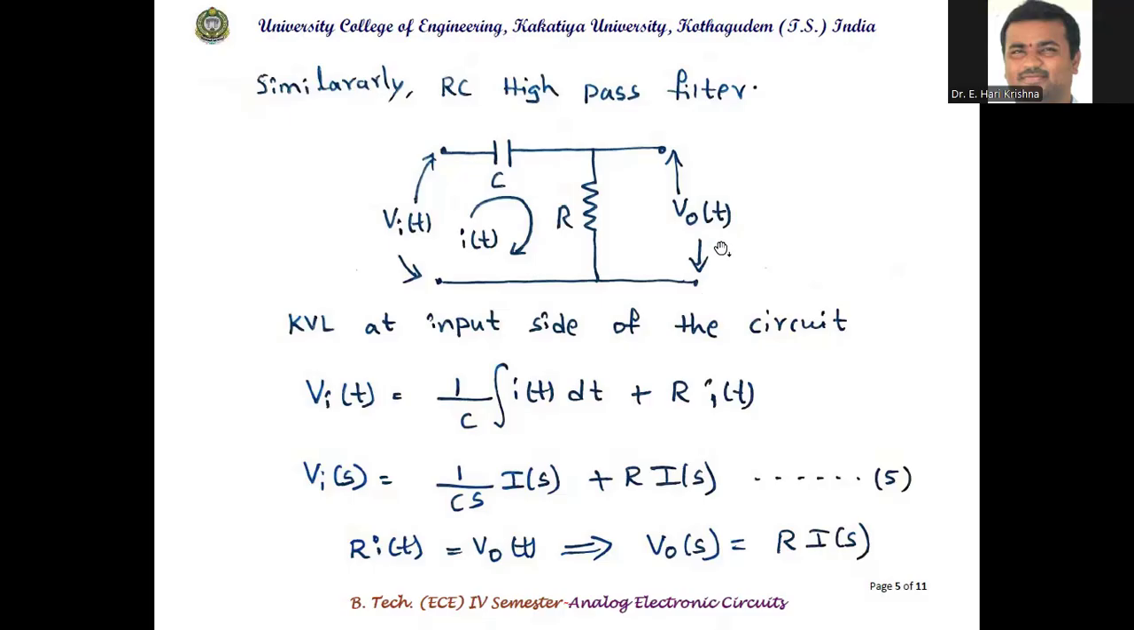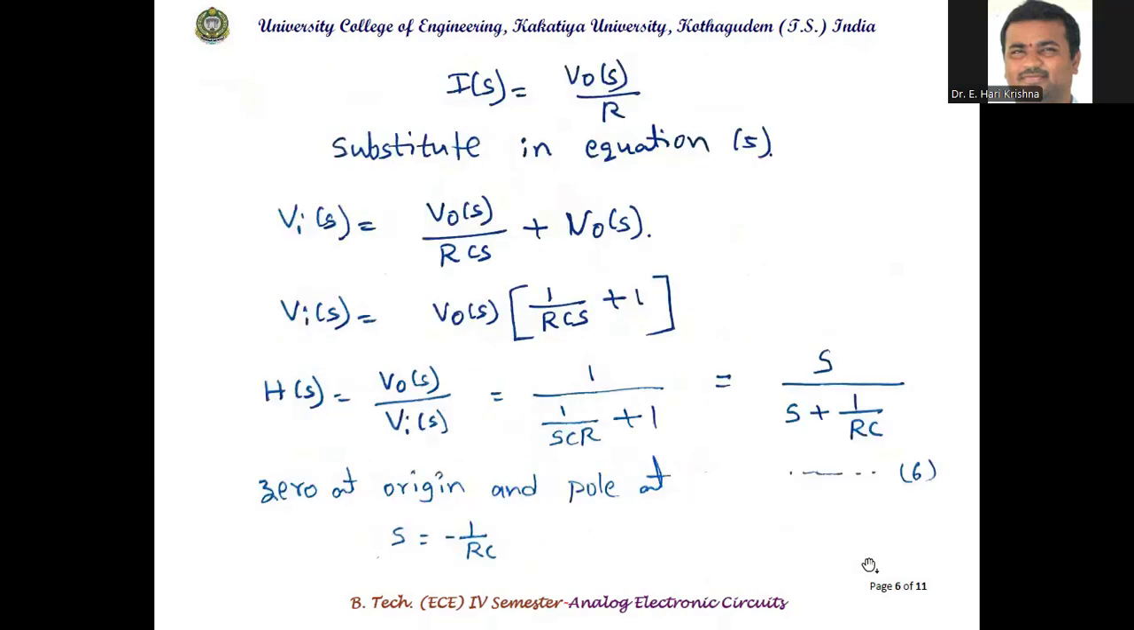Taking the equation for the output, R into I of t is equal to V naught of t. Applying Laplace transform to this, V naught of s is equal to R into I of s. Continuing, I of s is equal to V naught of s by R. Substituting this in equation number 5, Vi of s is equal to V naught of s divided by R into C into s plus V naught of s.